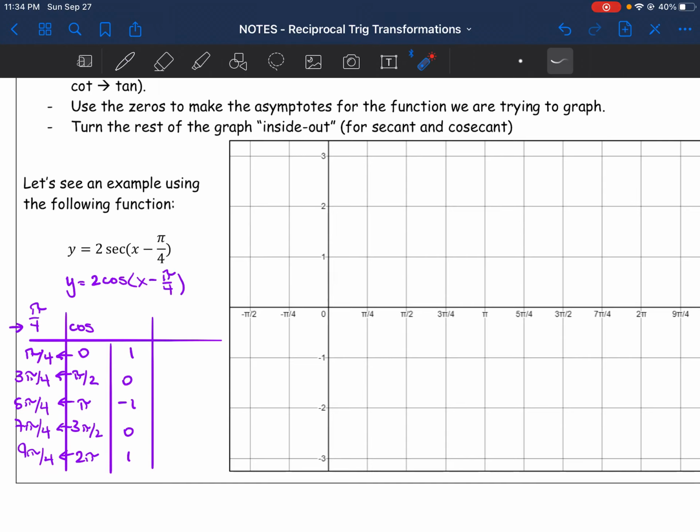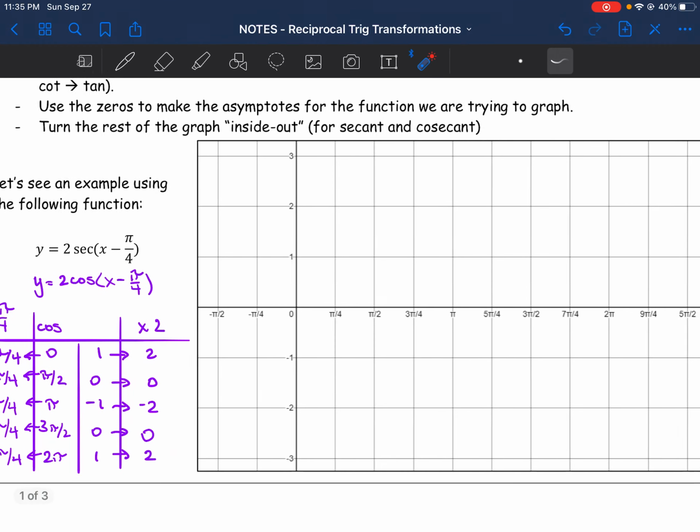And then we also have the function values being multiplied by 2. These represent the original function values, so let's multiply them by 2. 1 times 2 gives us 2. 0 times 2 gives us 0. Negative 1 times 2 gives us negative 2. 0 times 2 is 0. 1 times 2 is 2. So our new x values will be right here, and our new y values will be right here.